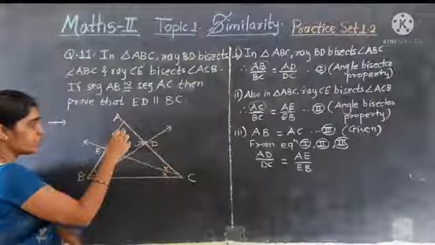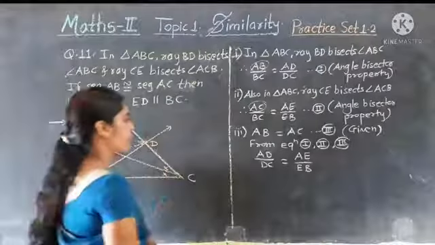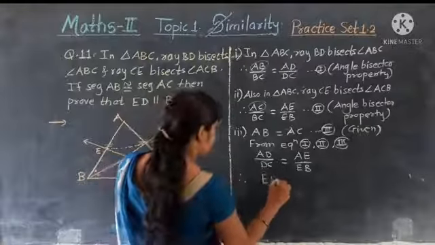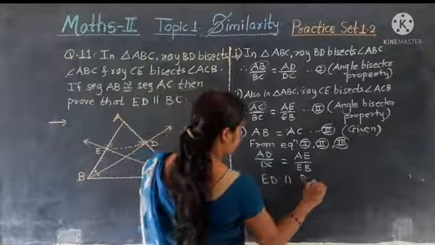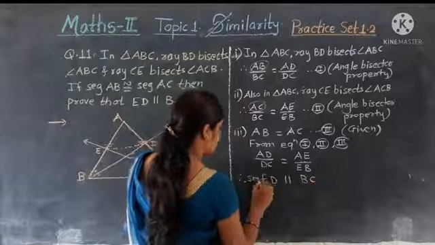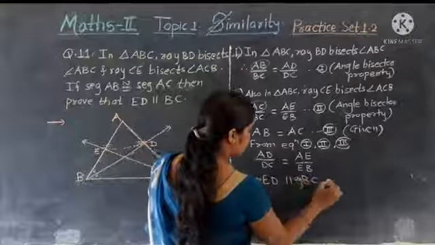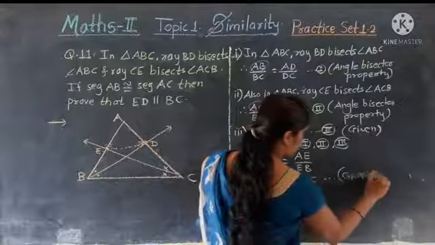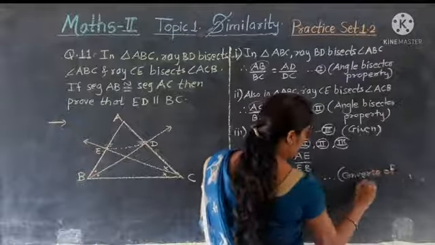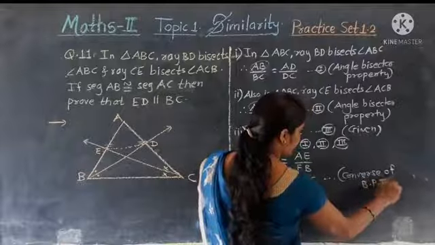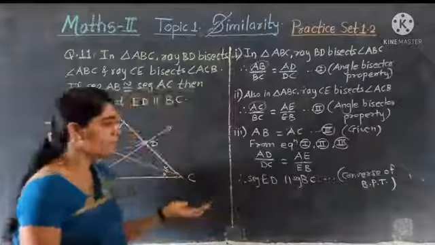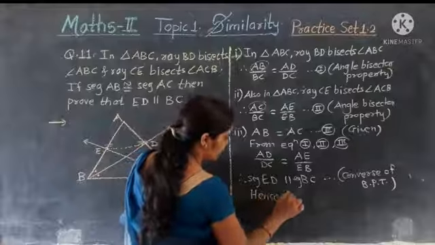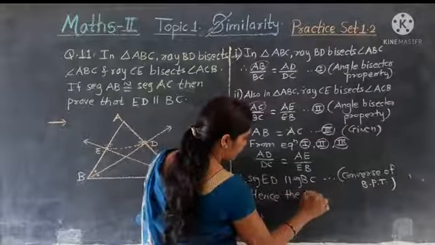These two ratios are the same, which means these two lines are parallel. Therefore, ED is parallel to BC. Segment ED is parallel to side BC. What is the reason? The converse of the BPT theorem, the basic proportionality theorem. Hence the proof.